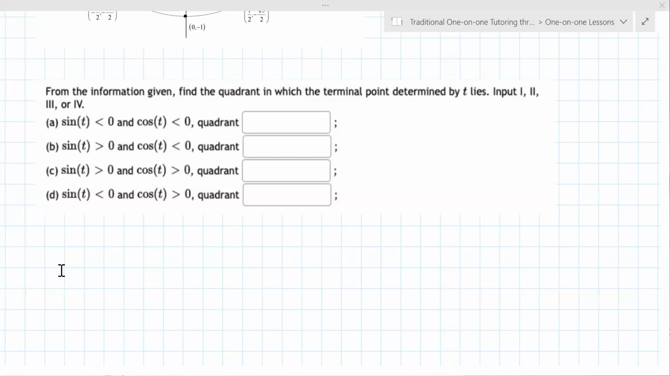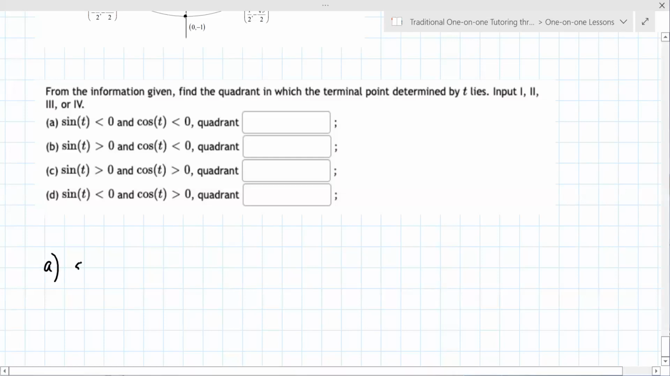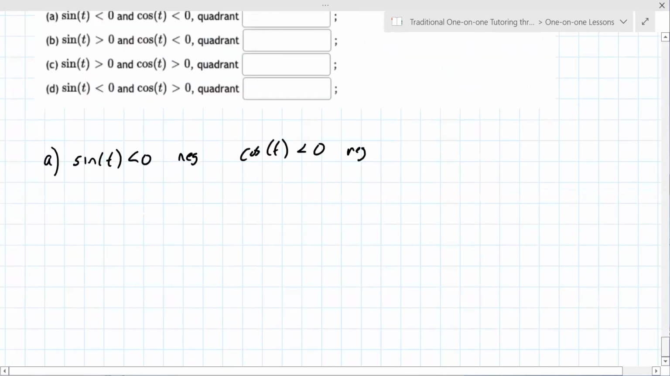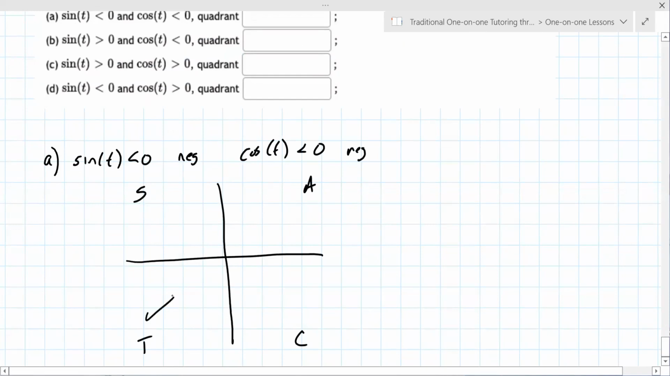So let's look at A. A says that sine of t is less than 0, or negative. Cosine of t is also less than 0, which is negative. So to do these problems, you draw yourself a quadrant diagram, ASTC. So where is sine negative? Well, they're all positive in the first quadrant. Sine is positive in the second. So it must be negative in these two quadrants. And I give them a check mark.